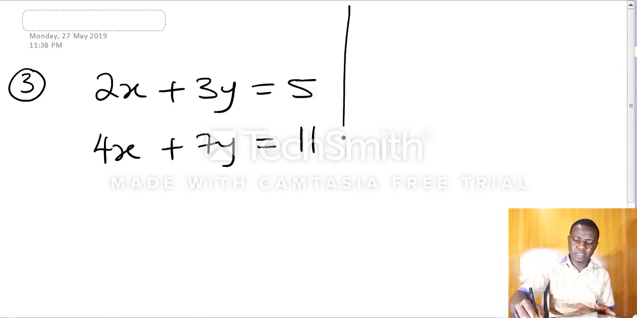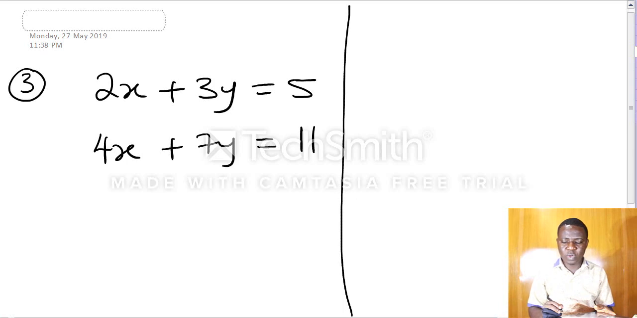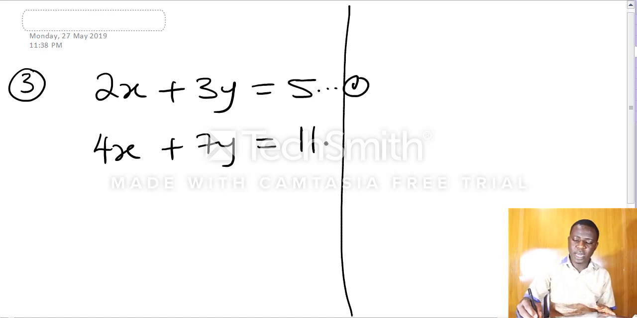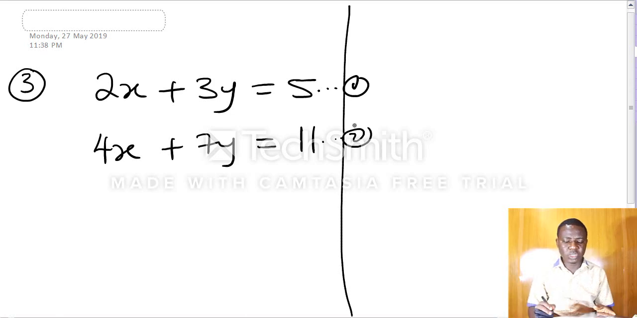Question number 3 says 2x plus 3y is equal to 5, and 4x plus 2y is equal to 7. If you call this equation 1 and this equation 2, you will discover that the coefficients of x in equation 1 and equation 2 are not equal, as well as that of y. In this example, I'm going to eliminate y to find my value of x, but you can eliminate either one to get the other. For your understanding, I'm going to eliminate y to show you that you can eliminate any of them and still arrive at the same answer.